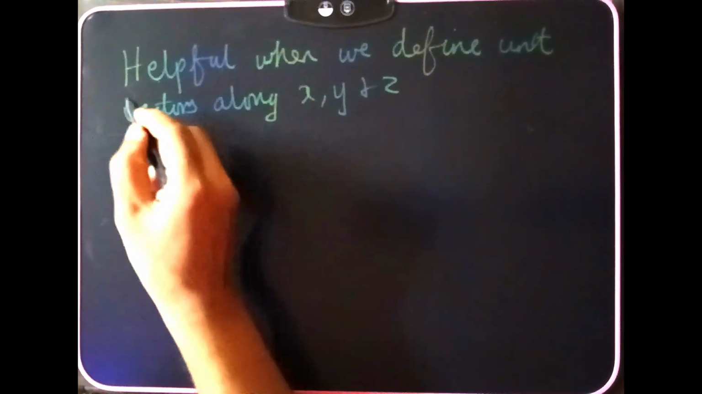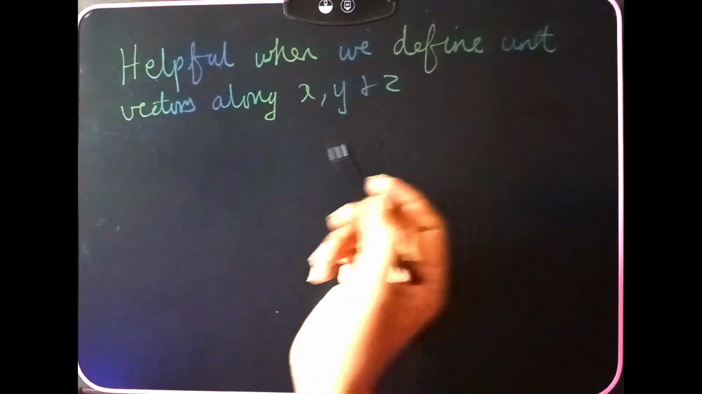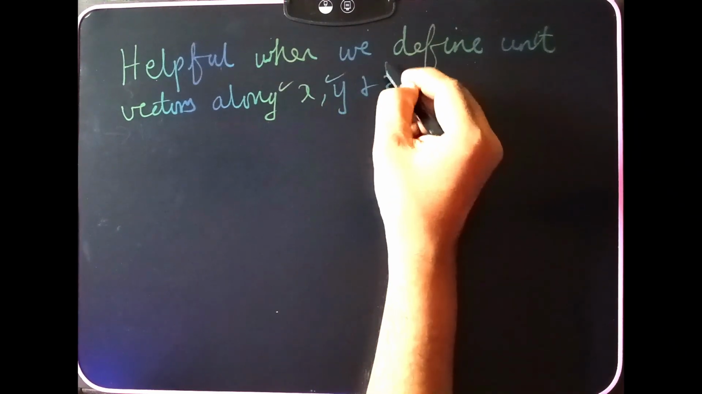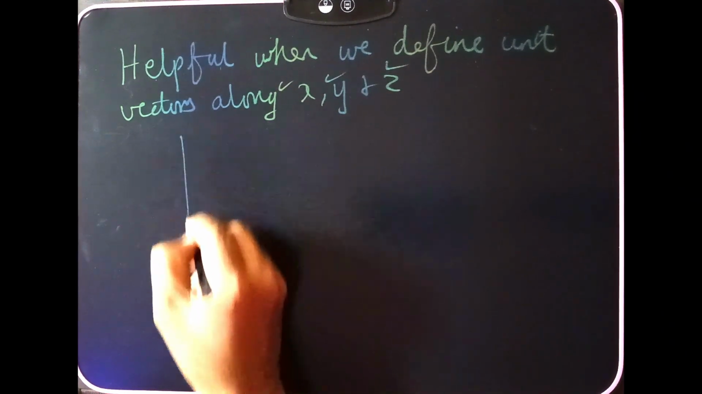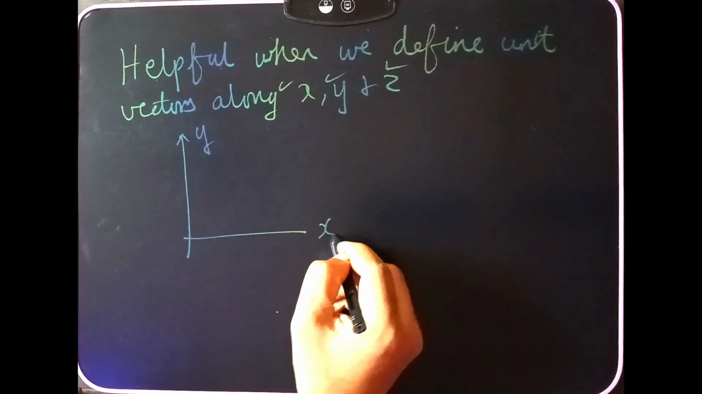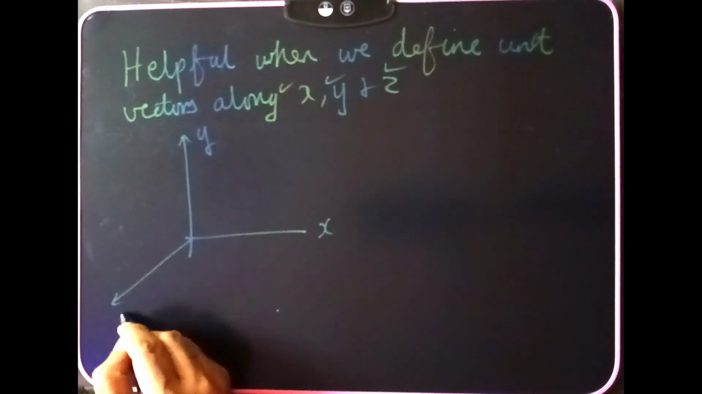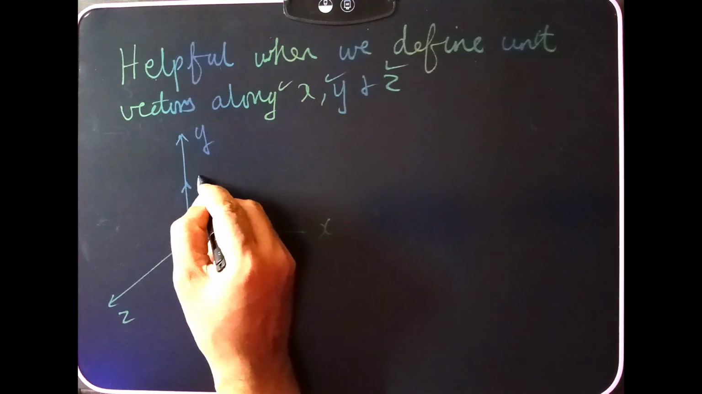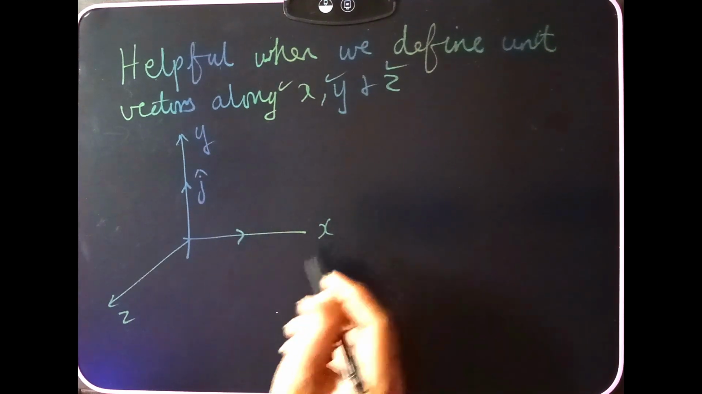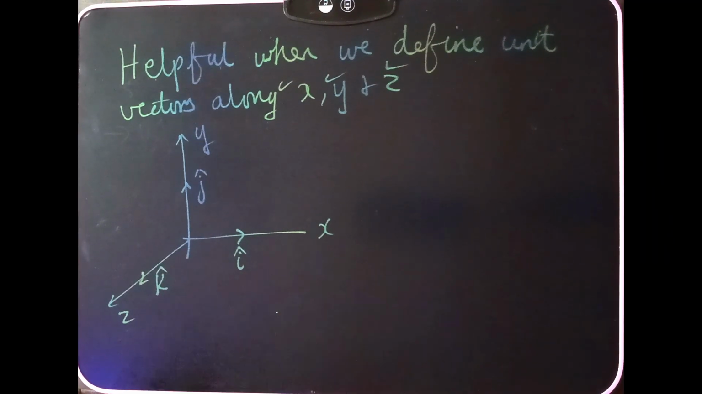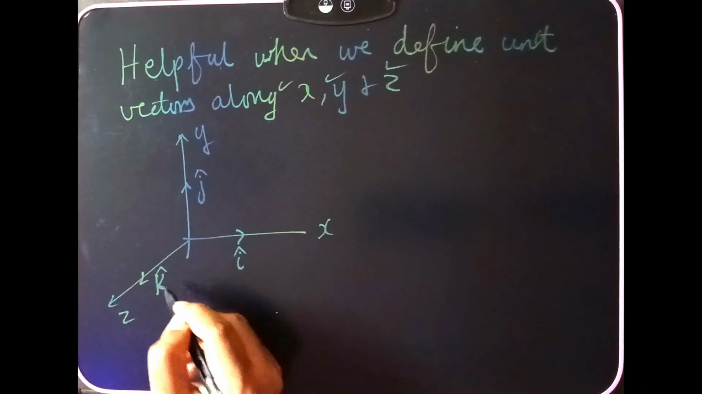So let's proceed. When do unit vectors become helpful? When we have to define them along x, y and z. And how do we denote them? This is the y axis, this is the x axis, this is the z axis. The unit vector along the y axis is denoted as j cap, the unit vector along the x axis is denoted as i cap, and the unit vector along the z axis is denoted as k cap. Okay, everything is lowercase.